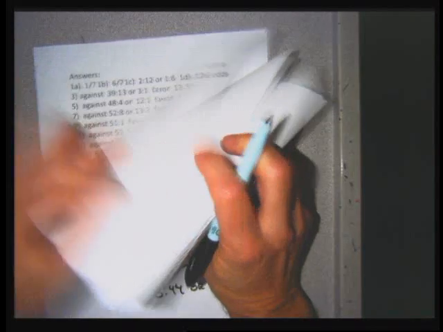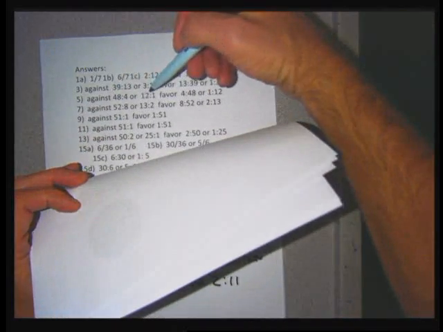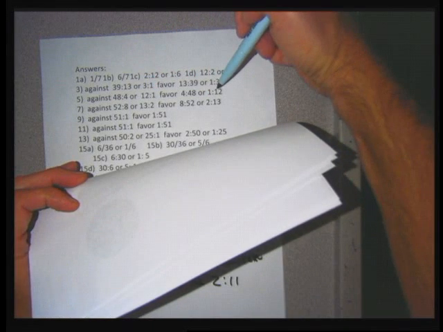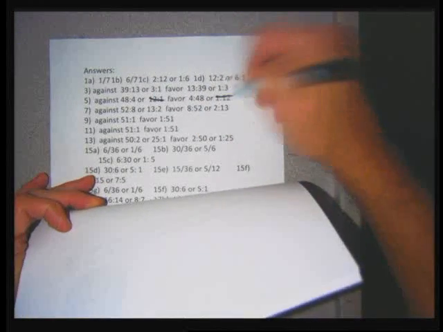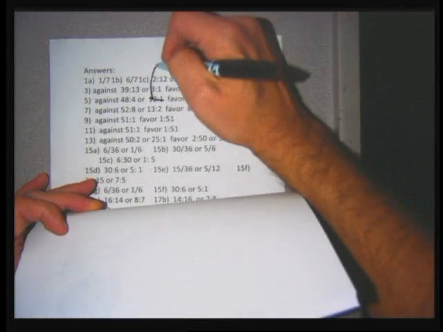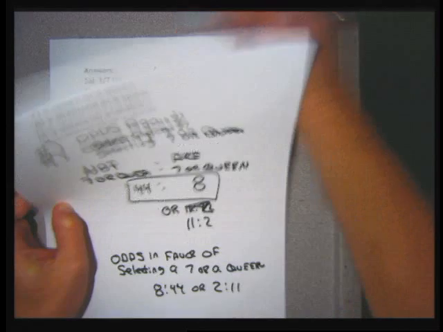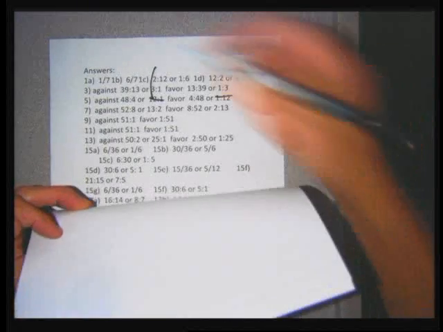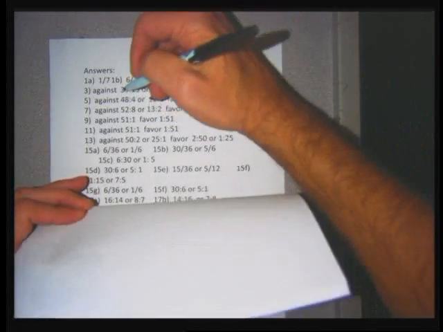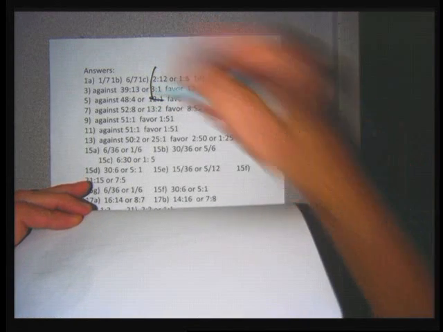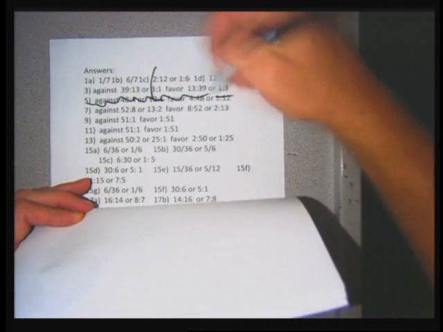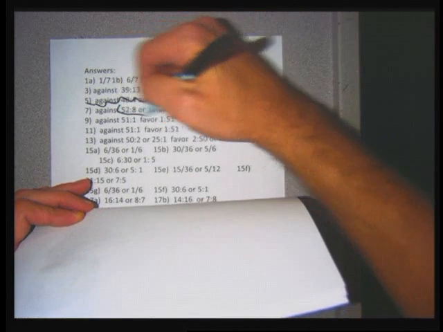So number 7, 48 to 4 against, which is 12 to 1, in favor 4 to 48, or 1 to, 12 to 1 isn't right. It should be 2. That's 11 to 2. Or is it 12 to 1? Oh, this is not even the right answer. Oh, because I'm looking at the wrong problem? Sorry. I'm looking at this, and these still aren't right.